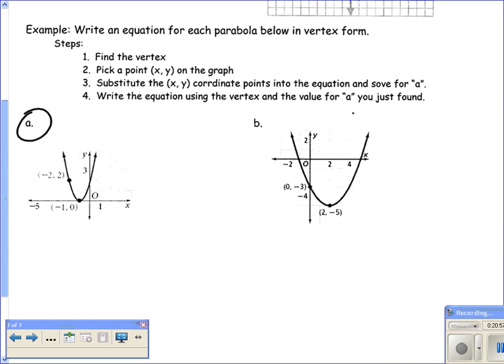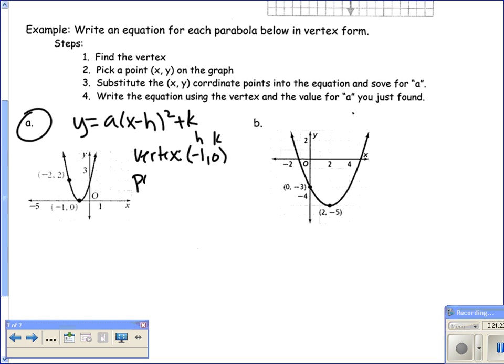So when you're going from a graph to equation, and it says to write it in vertex form, well, what do you need? So remember, you have y equals a times x minus h squared plus k. I need my a value, and I need my h and my k. Well, what do I have on this graph? I have my vertex, which is something we want. My vertex is at -1, 0. So remember, that's your h and your k. And I also have a point. And the point that's given is -2, 2.